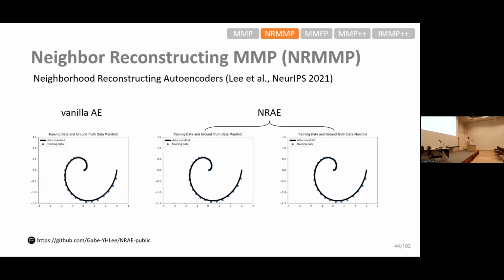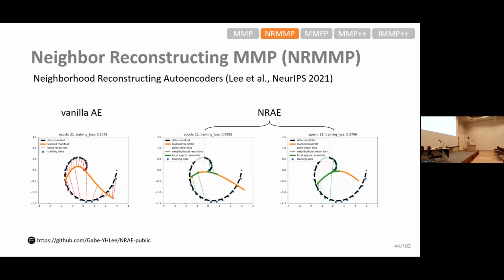These are example results from the original paper. On the left, you can see vanilla autoencoder, and on the right, neighborhood reconstructing autoencoders with linear and quadratic approximations. NRAEs learn manifolds with correct connectivity, while vanilla AE fails to learn correct connectivity of manifolds.